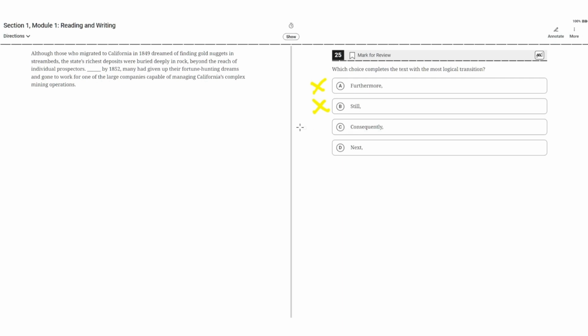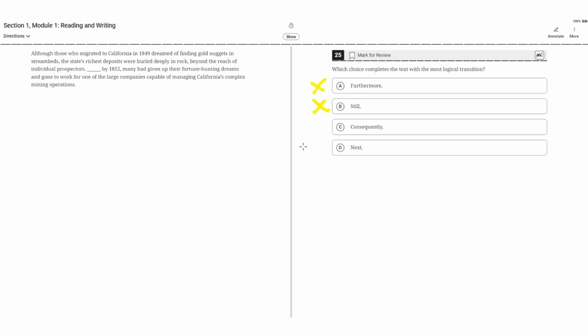C. Consequently. Consequently makes sense here, because it makes sense that because the state's rich deposits were buried deeply in rock, and that this gold was inaccessible to individual prospectors, they gave up their dreams and went to work for California's complex mining operations. So C seems to be the correct answer.